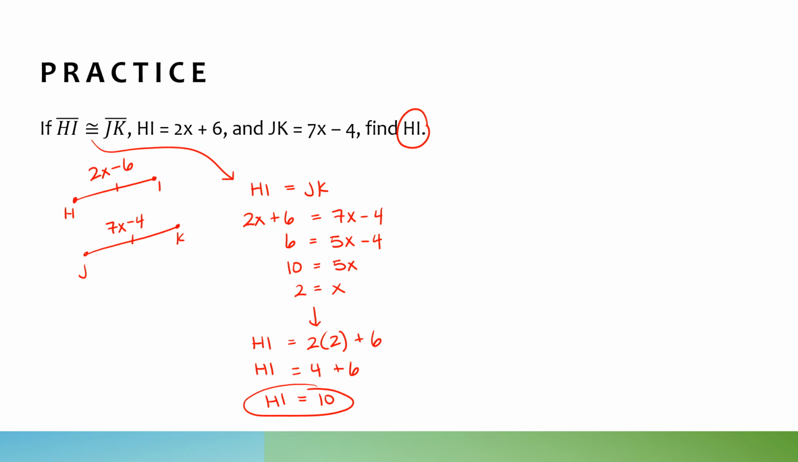Now, if you were interested in checking your work, what could you do? Well, remember, HI and JK are supposed to be congruent, have the same length, so we could always plug x into our other expression and make sure it comes out to the same thing. So 7 times 2 minus 4, or 14 minus 4, is indeed 10. So they are congruent based on our value of x, or we have correctly solved for x.